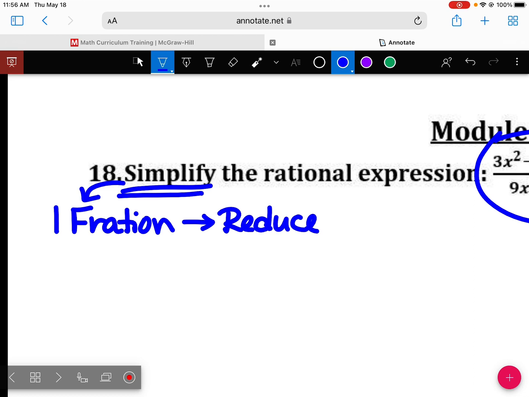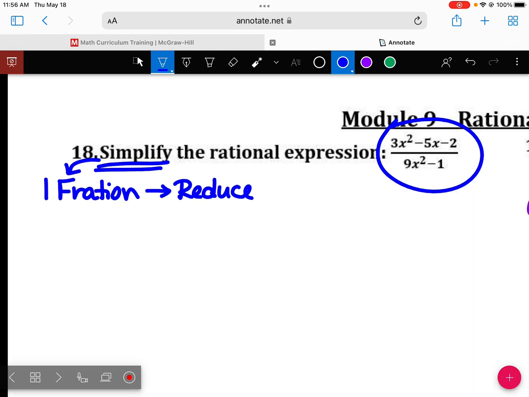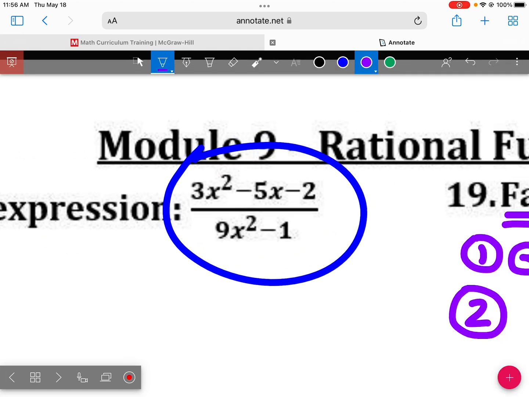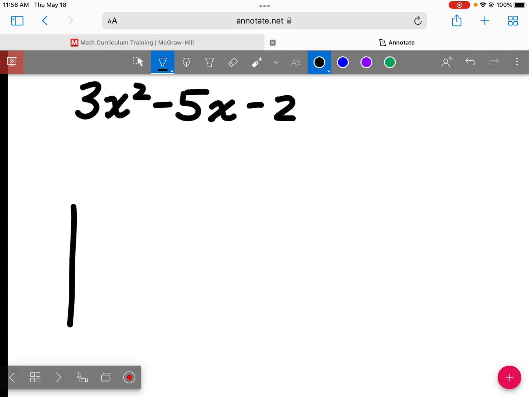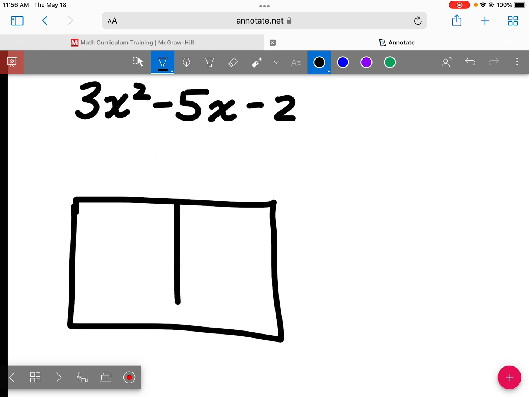We'll talk about when we have 2 fractions. So if I'm going to reduce this, I need to see if there's any factors in common that will cancel out. We're going to factor the numerator. We're going to factor the denominator. What do we always look for first if we're going to factor? GCF. Does the numerator have a GCF? No GCF. All right, so I'm going to come over here, see 3x squared minus 5x minus 2. No GCF to take out, so straight on to area model and x.